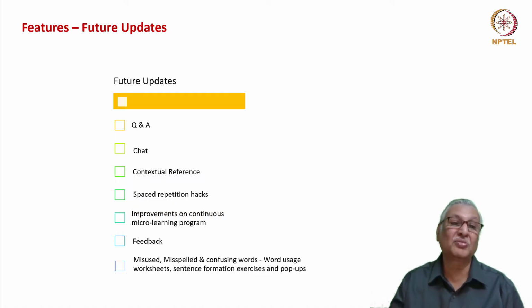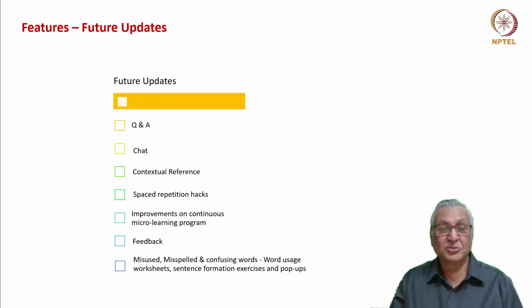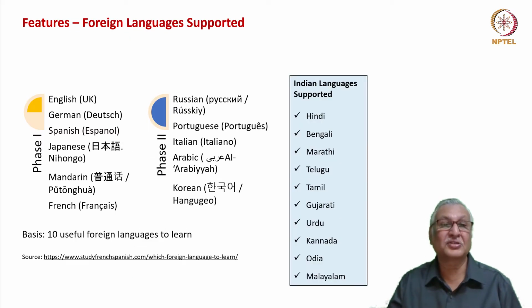And what could be the future updates? Because every product has to be made future ready as well. Questions and answers, chat, contextual reference, spaced repetition hacks, improvements on continuous micro-learning programs, feedback on misused, misspelled and confusing words, word usage worksheets, sentence formation exercises and pop-ups. So whatever a high-level and high-class language teaching program does, this e-reader cum e-learner will endeavor to do, and more, because it is digital and gamification possibilities are endless.